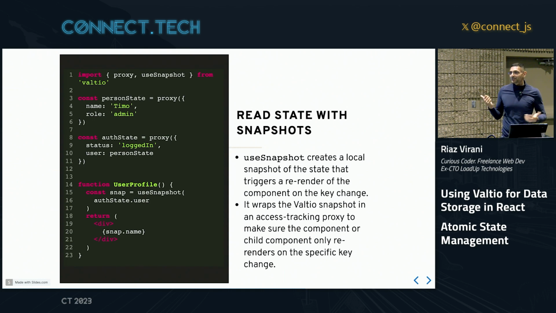Which again blew my mind, because before, if you bind to the whole thing, it always re-renders even if that one thing you're using didn't change, if you use plain React. Does that make sense?